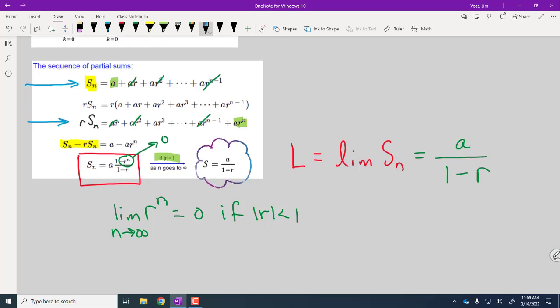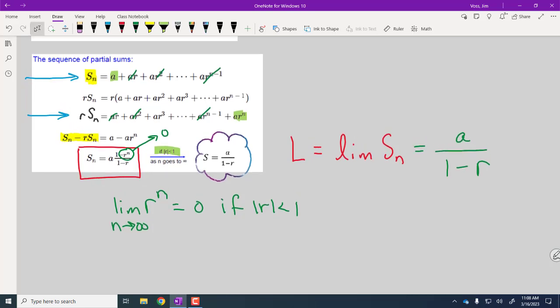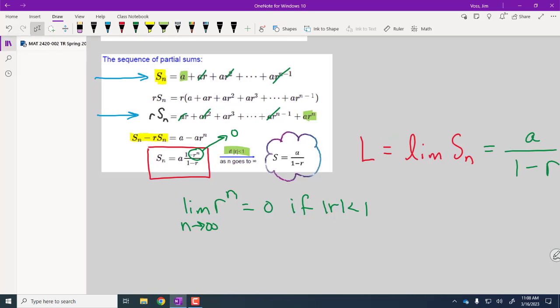All right, that's it. So this formula right here is super important. That is a formula that we all want to know: a over 1 minus r. So let's try it.